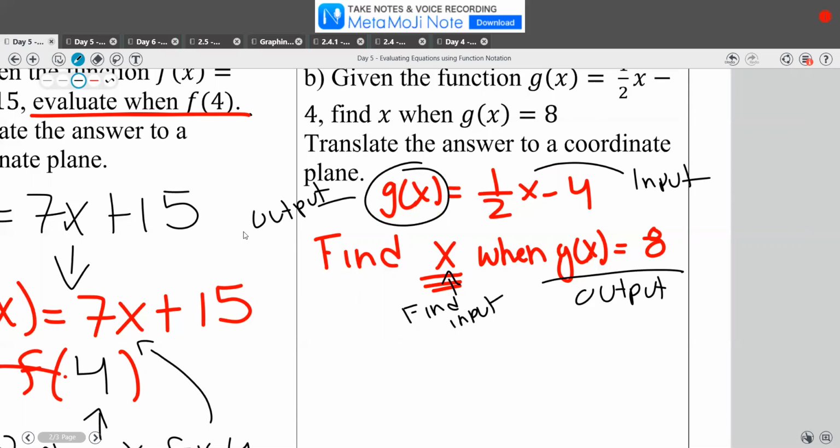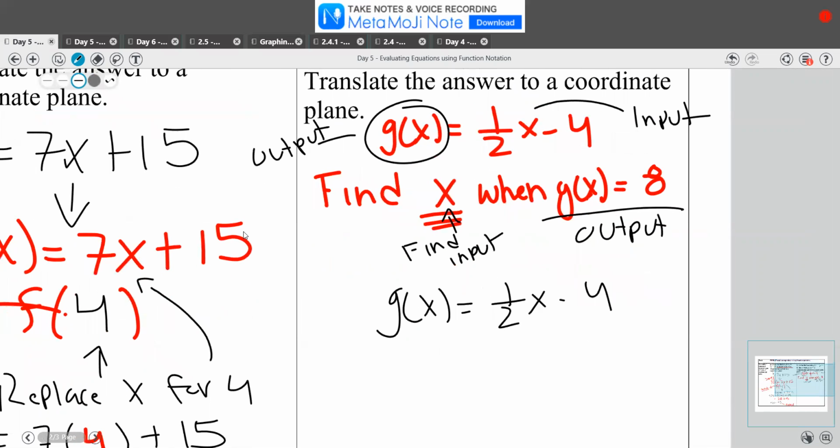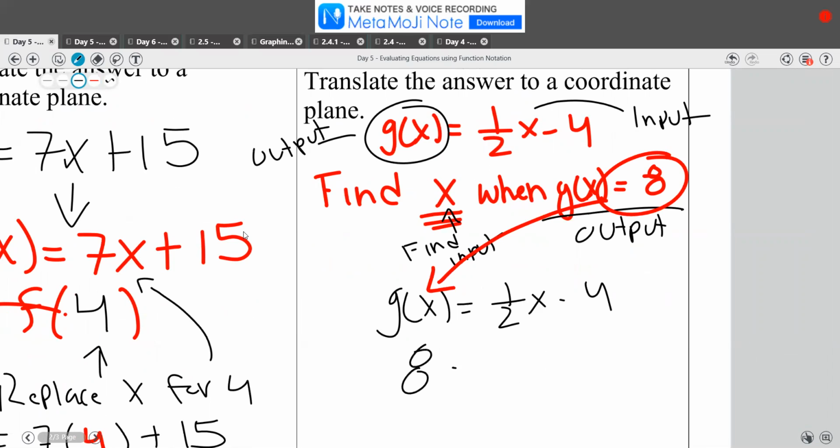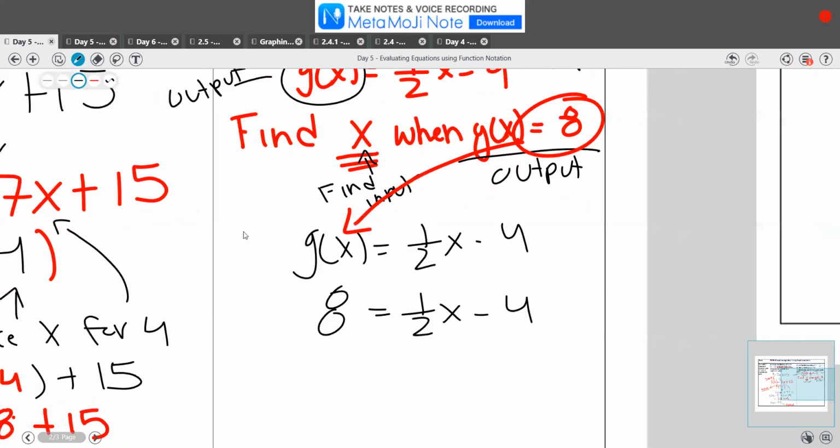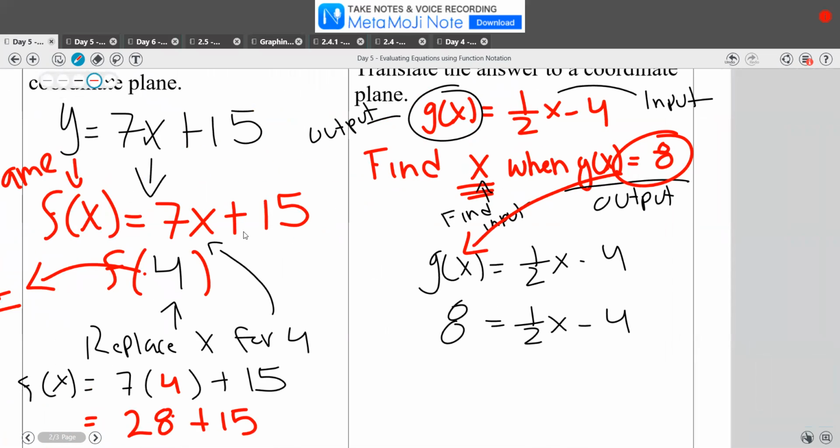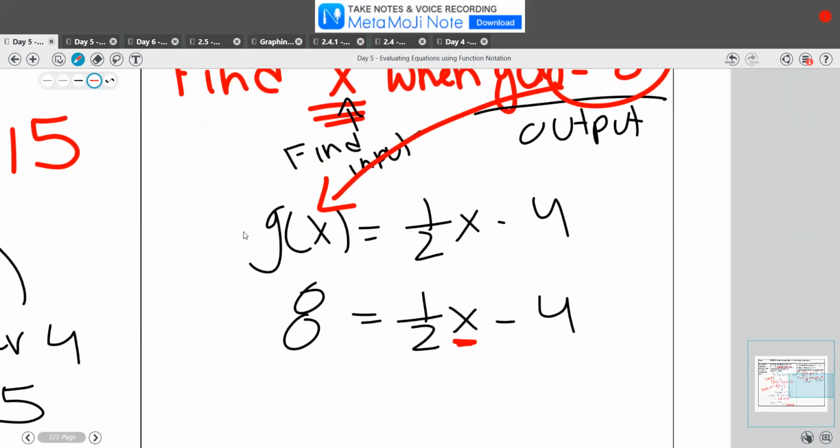So all we're going to do is replace our output. So instead of writing g of x, now I'm going to write 8. So again, I'm going to rewrite it. So we got 1/2 x minus 4, and then I know that my output is 8. So I'm going to go ahead and plug that in. So now I'm going to have 8 equals 1/2 x minus 4, and my job is to find x. So let's go ahead and solve this.